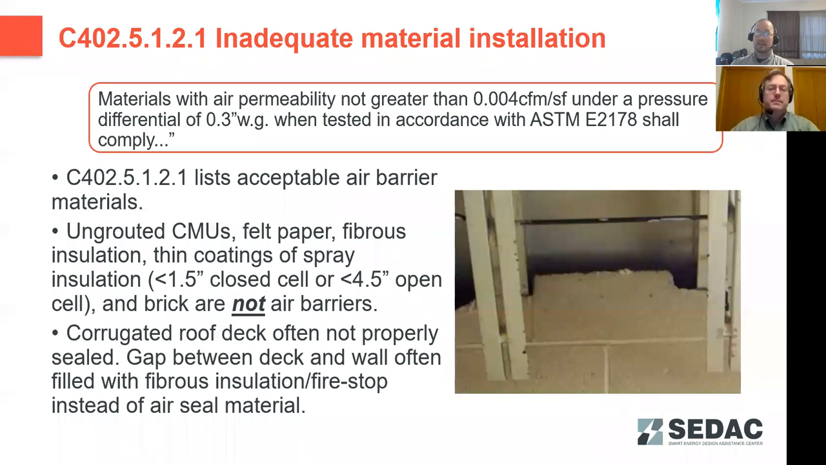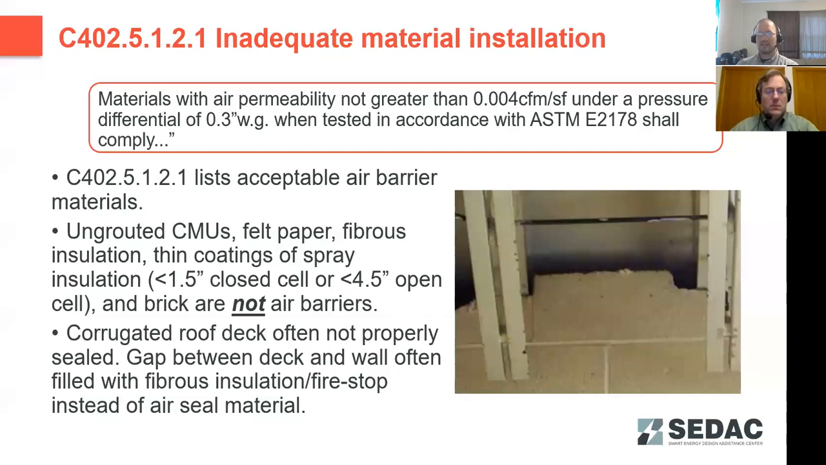The IECC does list in this section, C402.5.1.2.1, what the acceptable air barrier materials are. Some things that you think might be good air barrier materials, but actually aren't: ungrouted CMUs, felt paper, brick, and probably the most important one to consider is spray insulation that isn't the proper depth.